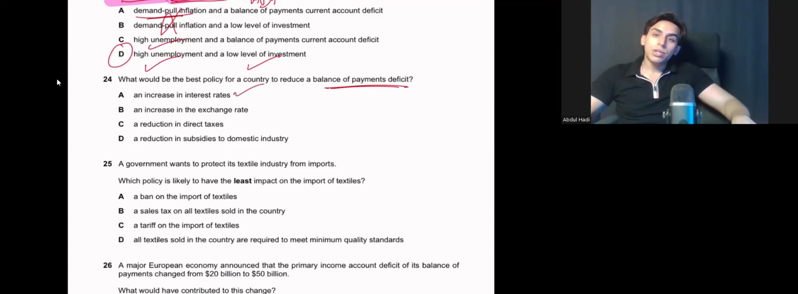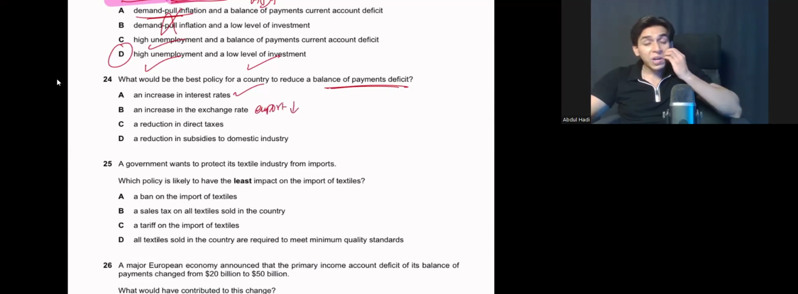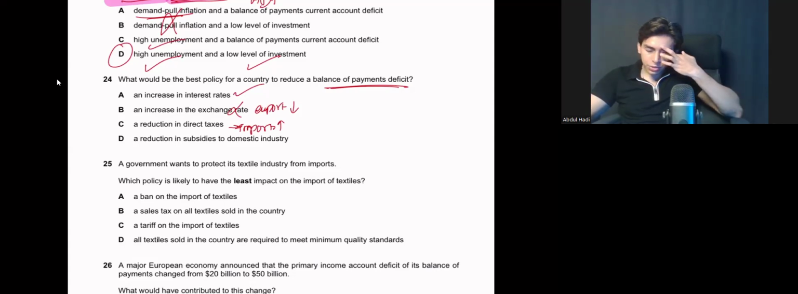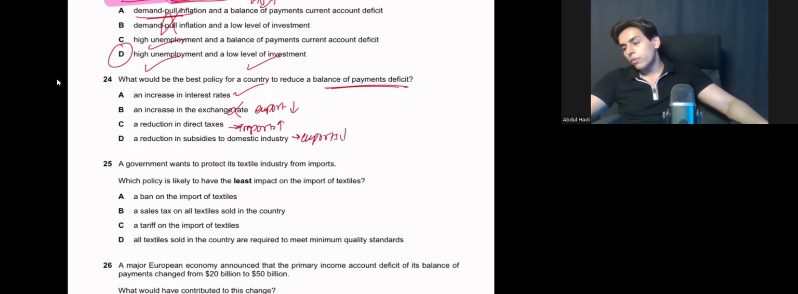Option B, an increase in exchange rate. An increase in exchange rate means that your export is getting more expensive now, which will lead to a further decrease in exports. So your balance of trade deficit will increase, which is not what we want to do here. A reduction in direct tax will lead to more imports. Imports will rise. And once import rises, this will lead to, again, balance of trade deficit and balance of payment problems. A reduction in subsidies to domestic industries. So if you reduce your subsidies, again, this will decrease your exports. And once your export falls, this will lead to balance of payment deficit. So the answer is A.